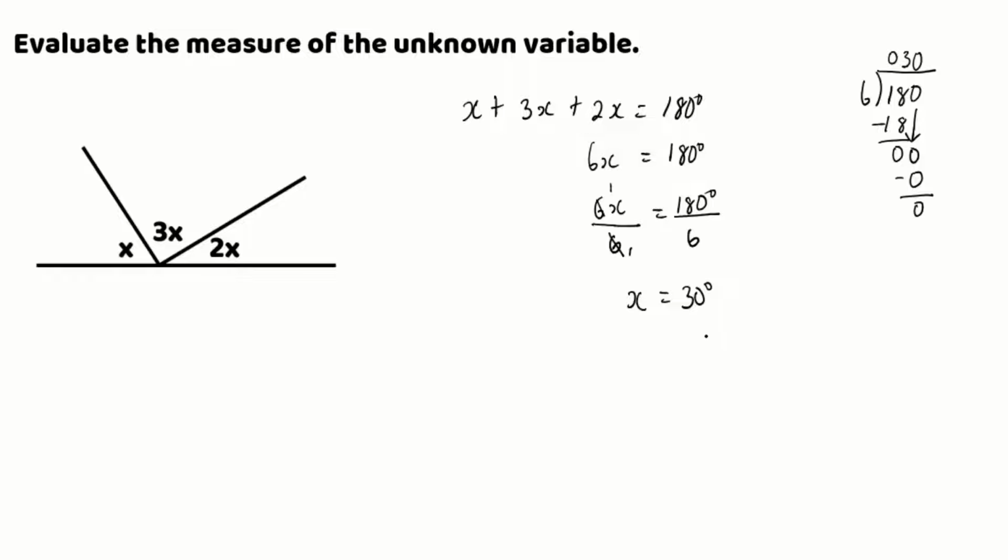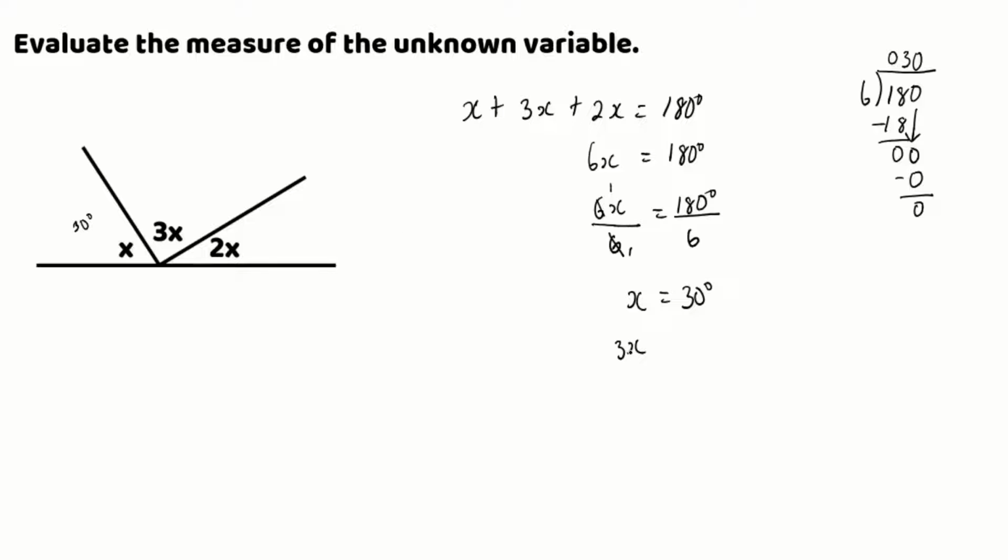Now, after we've done this step, we are not done. Because remember that we were given a variety of terms. We were given x, 3x, and 2x. So we now need to calculate what is the measure of each of these different terms. So I now know that my x is 30 degrees. I now need to calculate 3x.